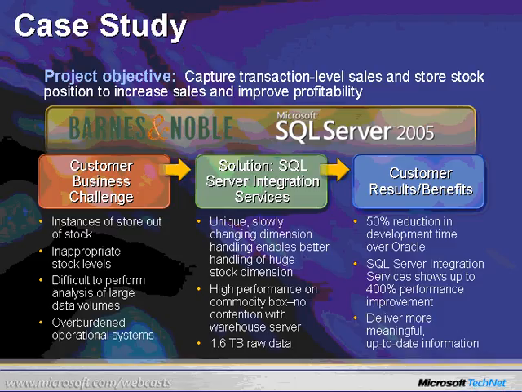Development time was cut in half. Data integration showed up to a 400% performance improvement over previous DTS. And most importantly, Integration Services was able to deliver more meaningful, up-to-date information to help Barnes & Noble reach their projected objectives, giving greater value back to the customer.